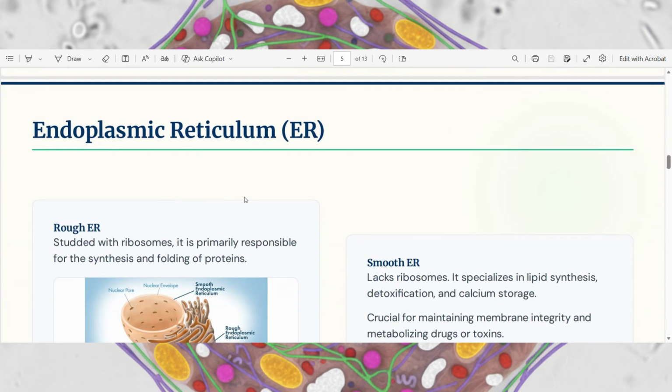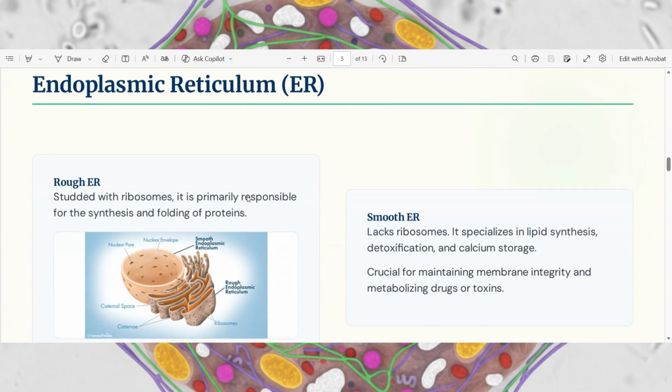The endoplasmic reticulum. You have the rough ER and the smooth ER. The rough endoplasmic reticulum, studded with ribosomes, is primarily responsible for the synthesis and folding of proteins. So when you hear the term rough ER, what it means is that this endoplasmic reticulum is basically surrounded by ribosomes. Smooth ER lacks ribosomes.